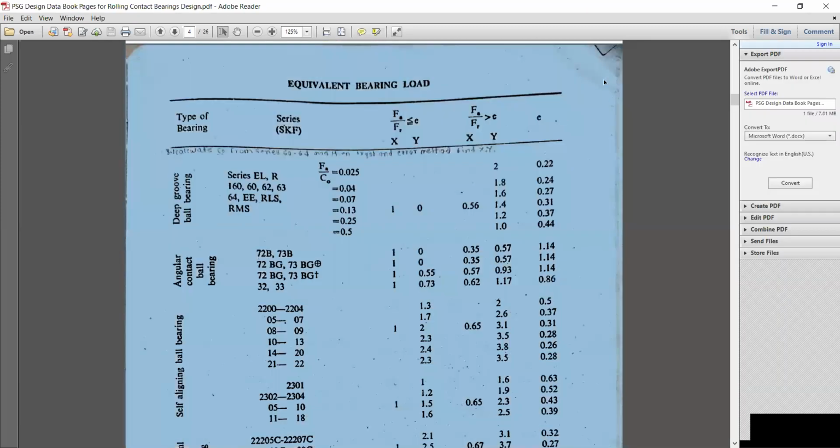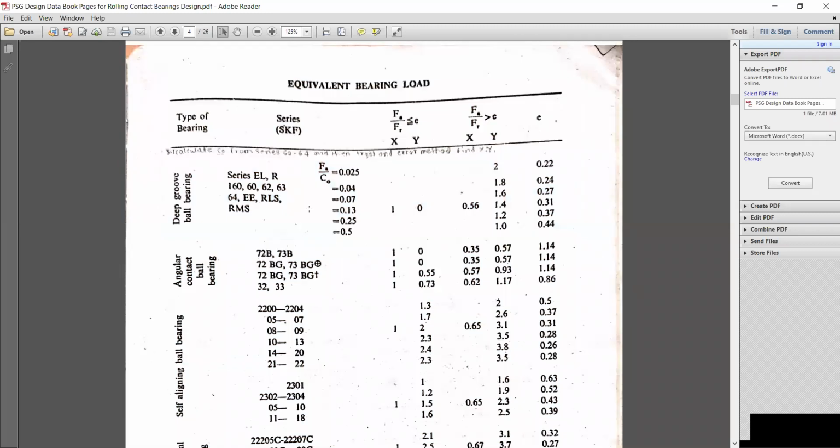So in the PSG they have given the value of Fa upon C0 as 0.016. Now look here, the series of Fa upon C0 ratios starts from 0.025 and ends at 0.5. But our value is less than the given value, or you can say the first value. So we have considered this column. Okay, so the first column.